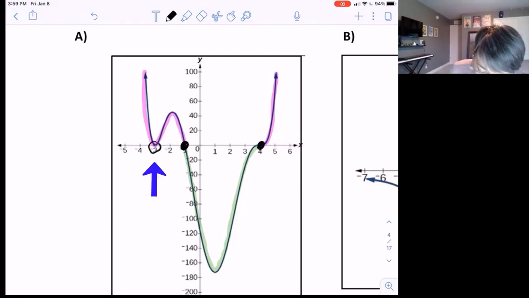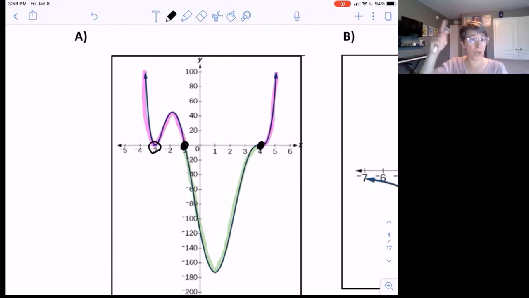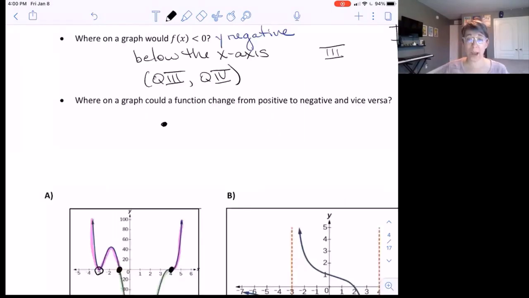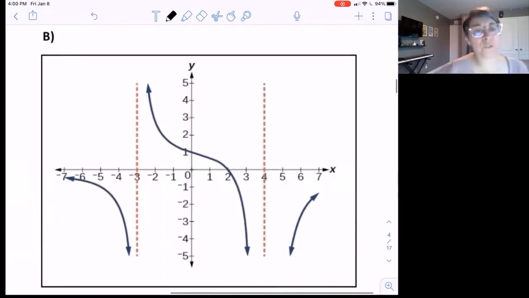We have an x-intercept here, so it doesn't mean that they have to change signs, but they could. Remember our intermediate value theorem. If we have two y values, one's positive and one's negative, then there has to be a 0 in between there because it's a continuous function. So one place where our graph can change from positive to negative y values is at the x-intercepts, or our zeros.